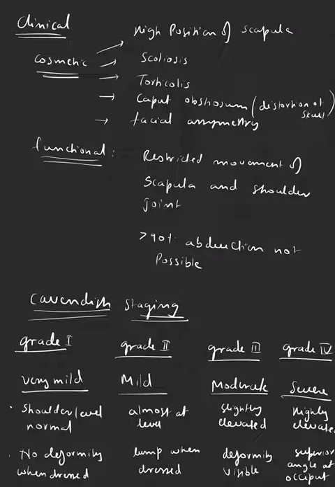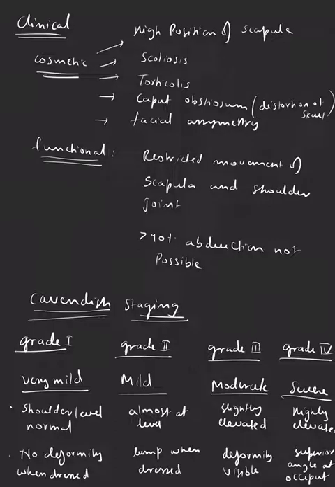Coming to the functional aspect, normally the movements are restricted. Movements of the scapula and shoulder joint both are restricted, and greater than 90 degrees of abduction is not possible. Okay, and when we talk about the Cavendish staging, we normally stage this particular condition into four stages, that is grade 1, grade 2, grade 3, grade 4, which is very mild, mild, moderate, severe.